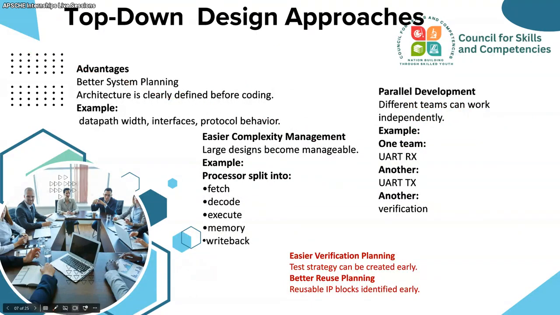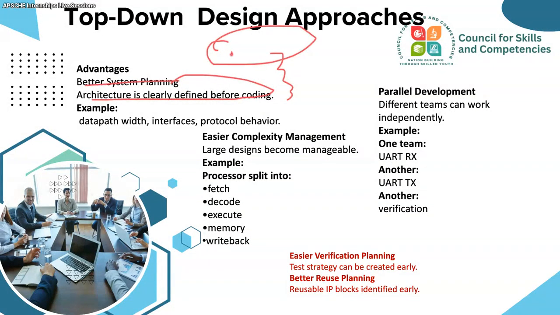So when we try to speak about the advantages in the top down design approach: better system planning, the architecture is clearly defined before coding. Before we start the coding, we define what it wants to be and how its functionalities have been defined clearly. For example, what is the width of the data path, what interfaces we are going to use, and how the protocol is going to behave.